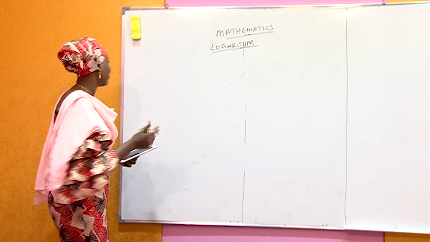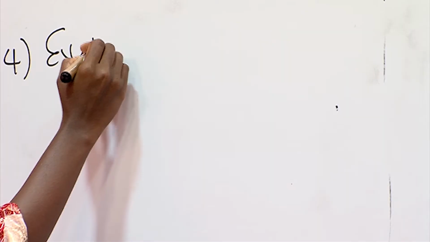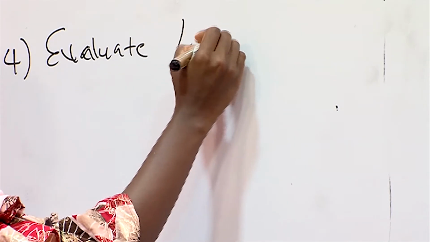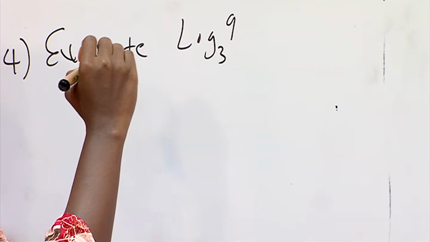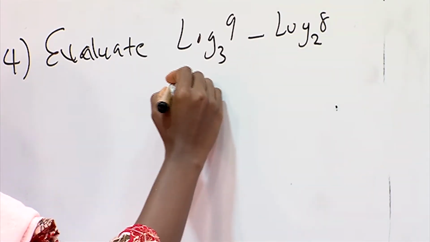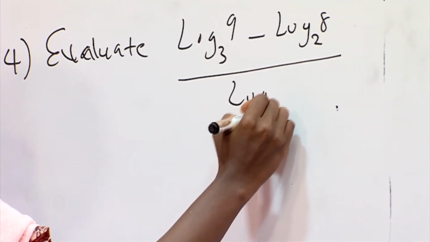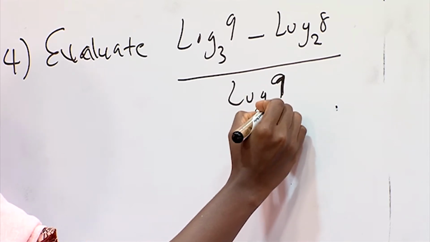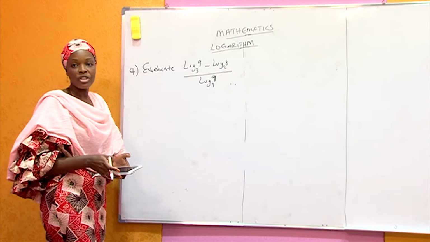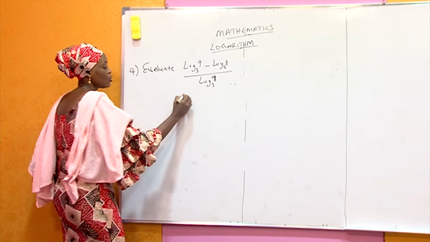Question number 4. Evaluate log 9 base 3 minus log 8 base 2 all over log 9 base 3 again. So you're given this question, you're asked to evaluate. So we try to simplify. Solution.